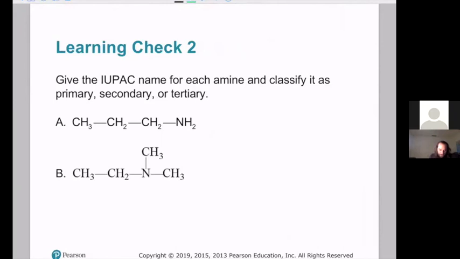All right, so classify the following as primary, secondary, or tertiary. Again, you're just going to count how many carbons are bound to the nitrogen. So in this case, we have a primary amine, and in this case, 1, 2, 3 carbons are bound to that nitrogen. So this would be a tertiary amine.